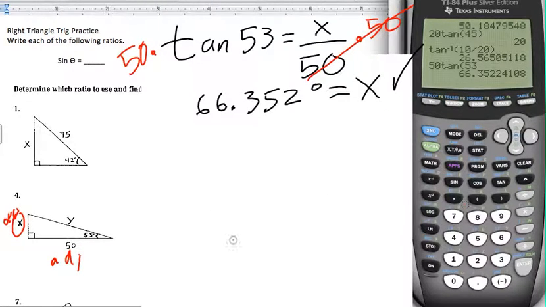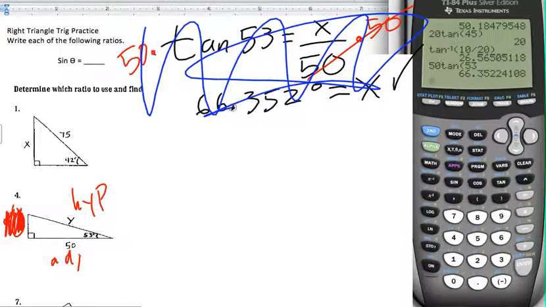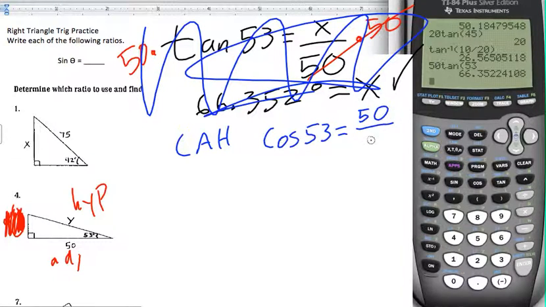So now we can ignore the opposite, and now what we care about is the hypotenuse. So if we know the adjacent and we want the hypotenuse, this is going to be a cosine problem. All right, so let's kind of ignore this, get this out of the way. This is going to be a cosine. This is going to be a CAH, or in other words, cosine 53 equals the adjacent, which is 50, over the hypotenuse, which we don't know, which is the value of y.